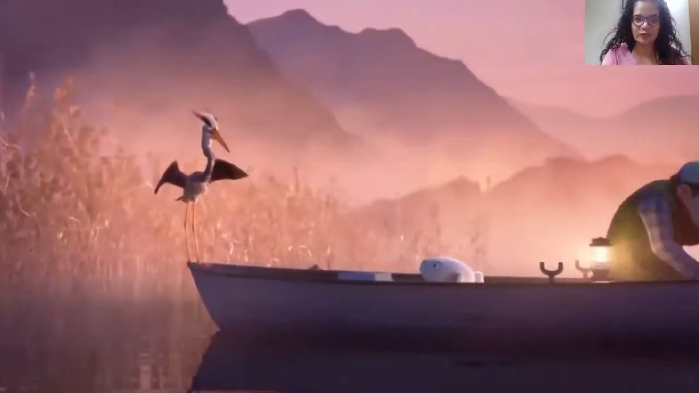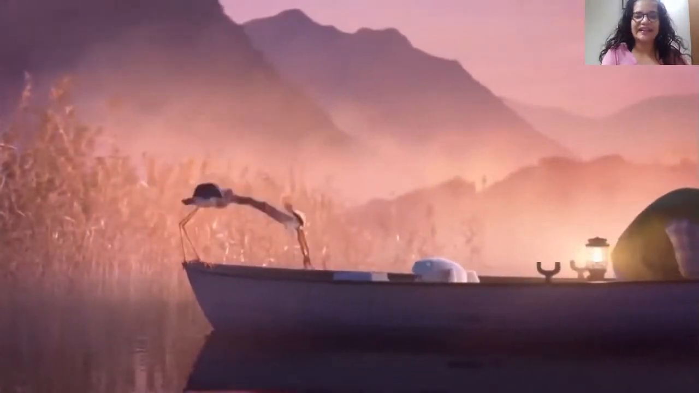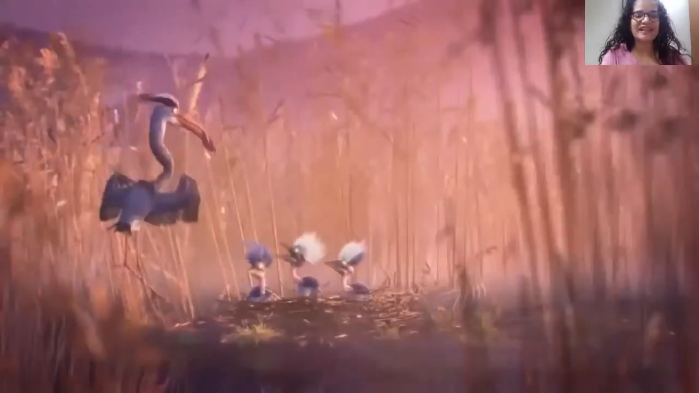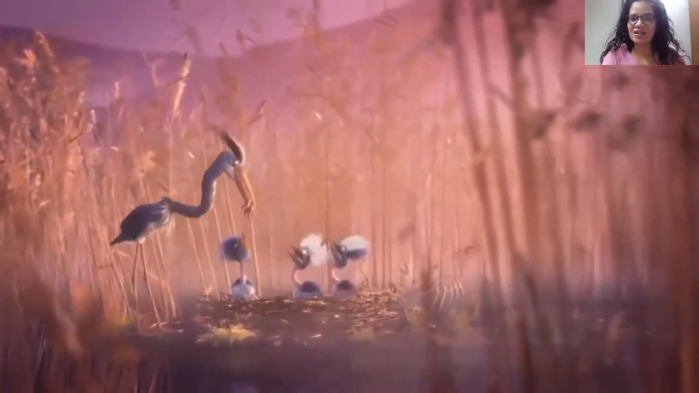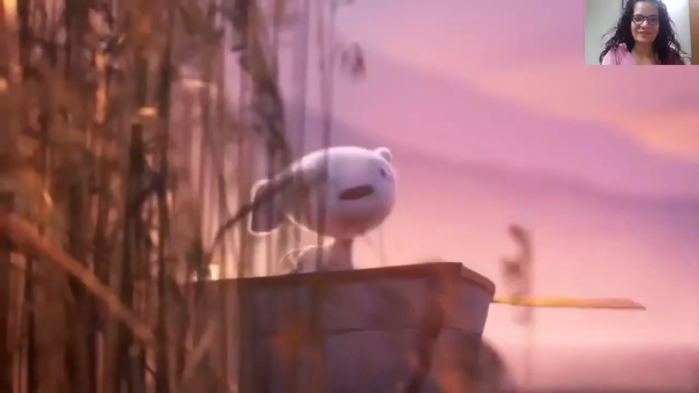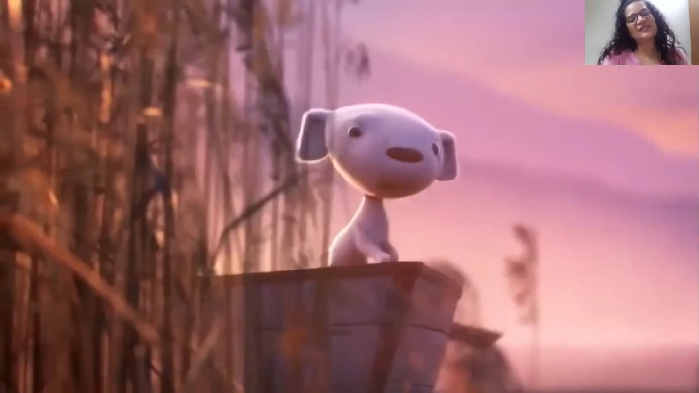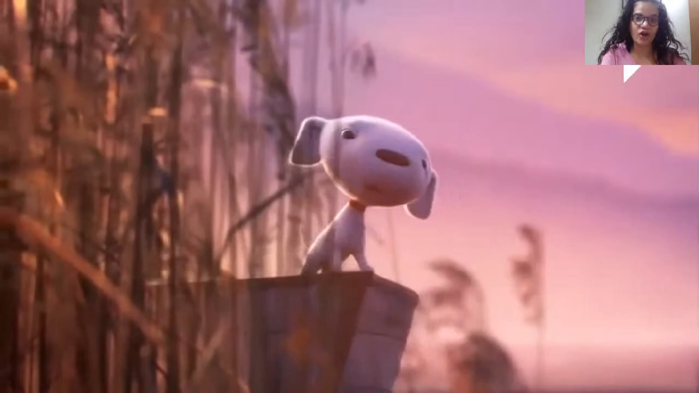So the bird flew and took the worm. And can you see how happily these little birds are chirping? Yes. So what they did is they started eating the worm. And can you see the puppy was happy? He wanted to see how they were eating, but they had to go, of course.